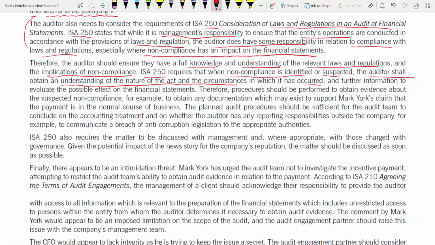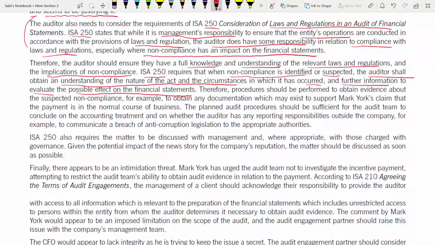As soon as the auditor comes to know that there's a non-compliance, what should the auditor do? They should see what is the nature of that act, why it is non-compliant, what are the circumstances that led it to not being complied with. The auditor should check this, and further information to evaluate the possible effect on the financial statements. What could be the effect of this non-compliance on the financial statements? That also the auditor should evaluate.